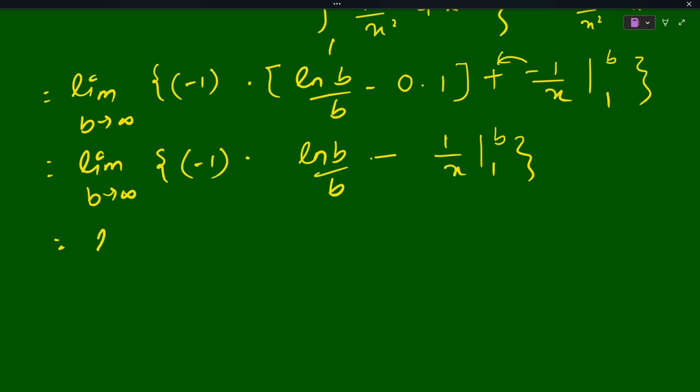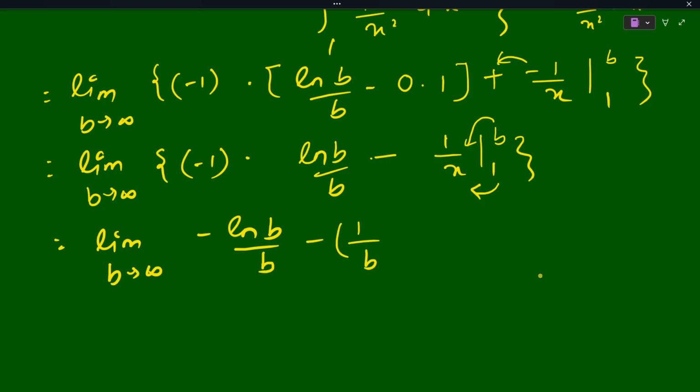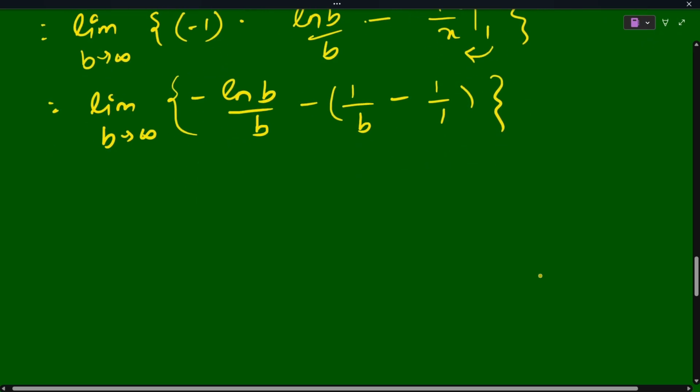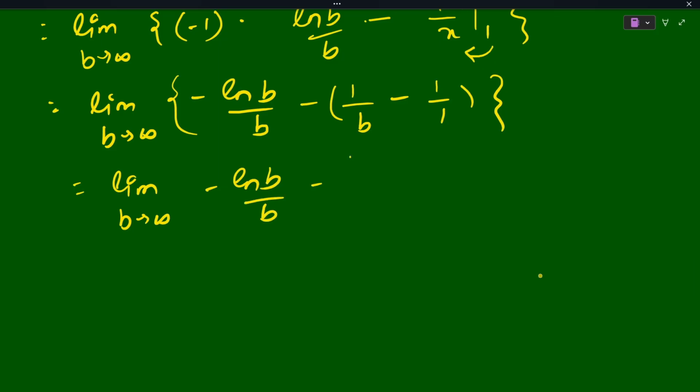So now this value is limit b tends to infinite minus ln b by b minus this value. Here I have to use the limit of integration. So first I will use the upper limit, then I will use the lower limit. While applying the upper limit, it would be minus 1 by b minus the lower limit, this one. Okay, this is the whole bracket. Now this value is limit b tends to infinite minus ln b by b. Now this is minus 1 by b, then minus minus plus 1.